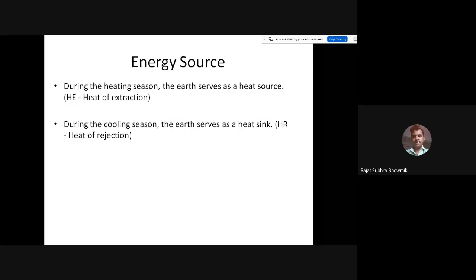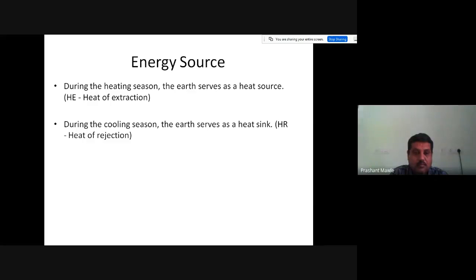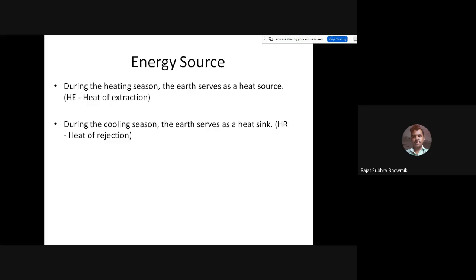Here I come to the energy source. During the heating season, that means in the winter season, the earth serves as a heat source, extracting heat from the ground and supplying it to the room for room heating. Similarly, in the cooling season, the earth serves as a heat sink, extracting heat from the room and ejecting it to the ground.